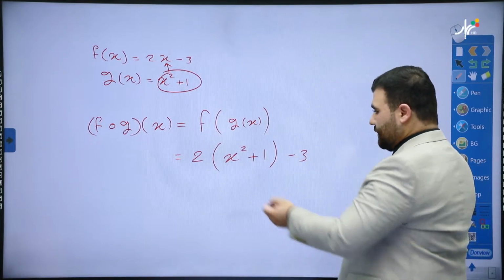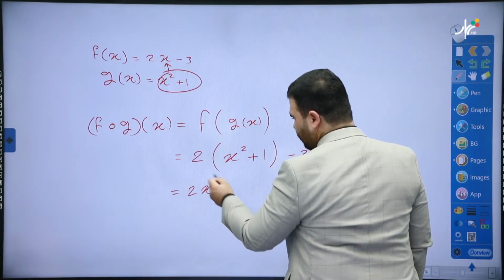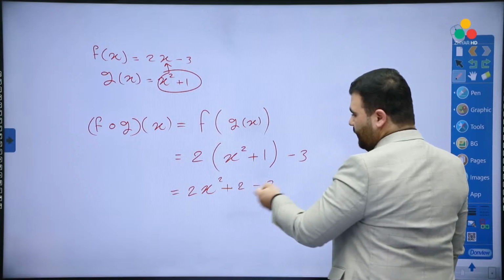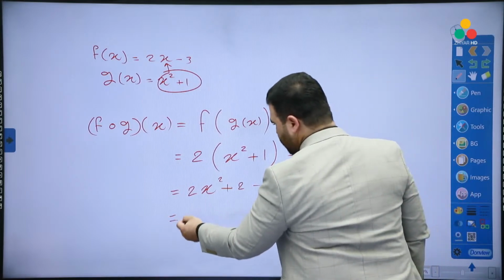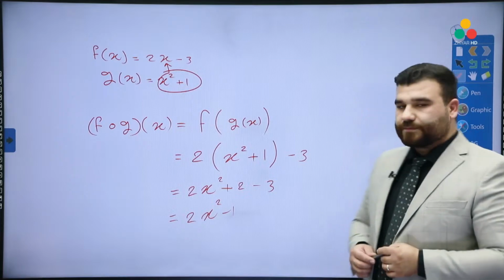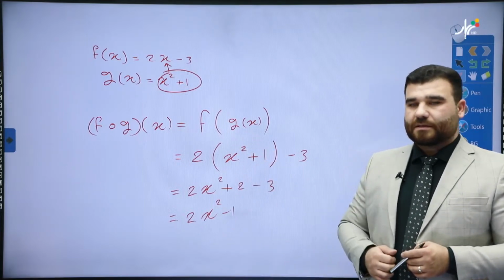There is simplification. Multiply this 2 by inside. It will be 2x squared, 2 times 1 is 2, plus 2 minus 3 will be negative 1, so the result is 2x squared minus 1. See? This is f of g(x).